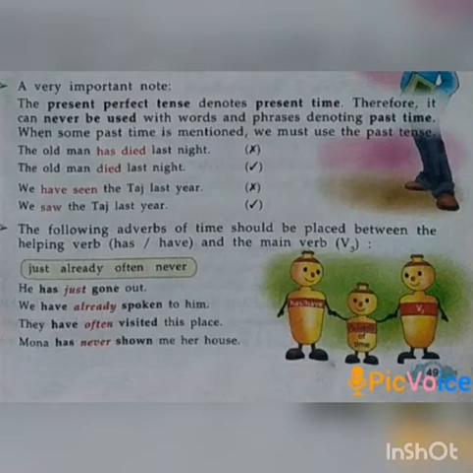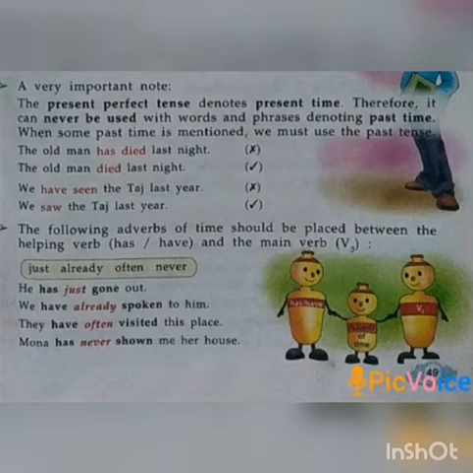முடியும். எக்ஸாம்பிள் பாருங்கள், the old man has died last night. இதில் வந்து has died ங்கிறது வந்து தப்பான ஆன்சர். The old man died last night. We have seen the Taj last year. We saw the Taj last year.